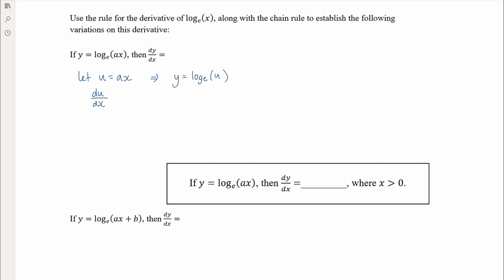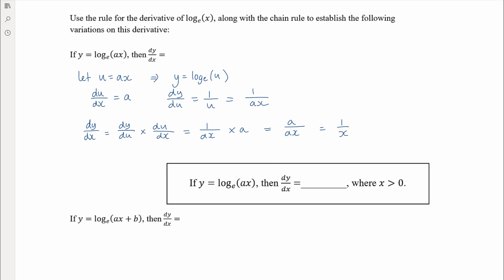The derivative of u with respect to x, du dx, is just going to be a. And dy du, differentiating y with respect to u, the derivative of log e of u is just 1 on u. And so we know that 1 on u is 1 on ax. So dy dx is going to be dy du times du dx, that's our chain rule. And so that is 1 on ax multiplied by a. A on ax, 1 on x.